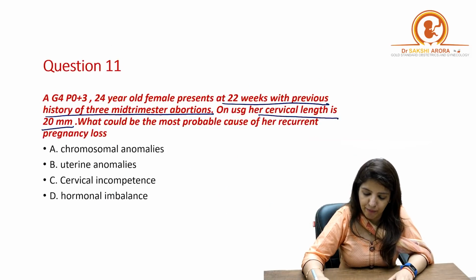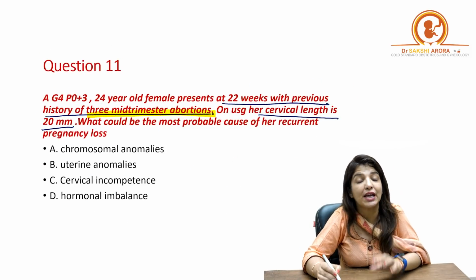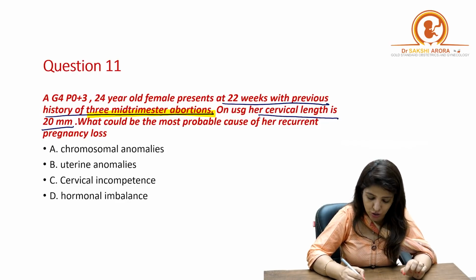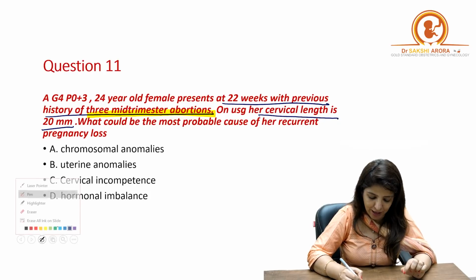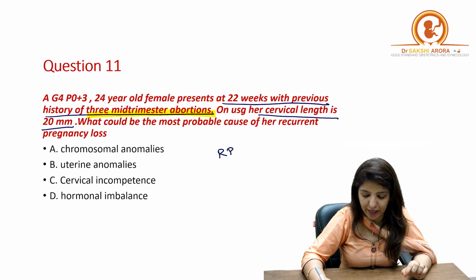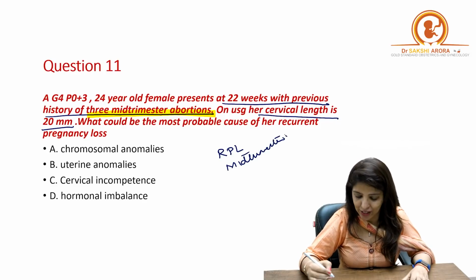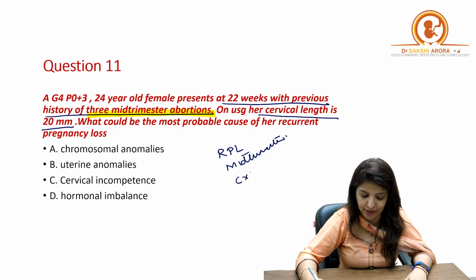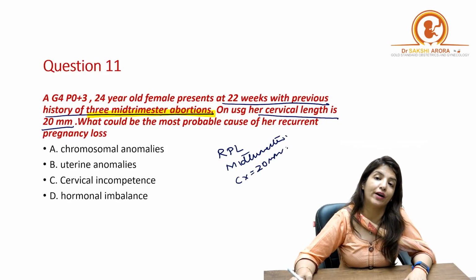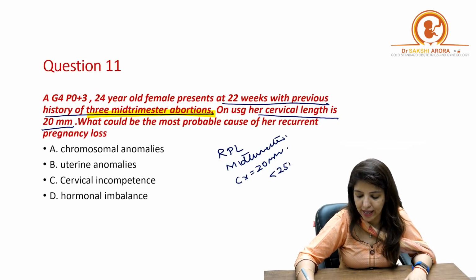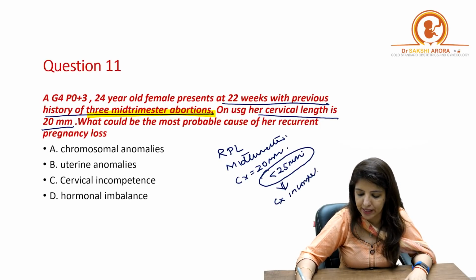Right? So in our patient, there are 3 mid-trimester abortions. So it is a case of recurrent pregnancy loss which is happening in mid-trimester, that is in the second trimester, and cervical length is 20 mm on ultrasound. If in pregnancy the length of the cervix becomes less than 25 millimeters, that is diagnostic of cervical incompetency.